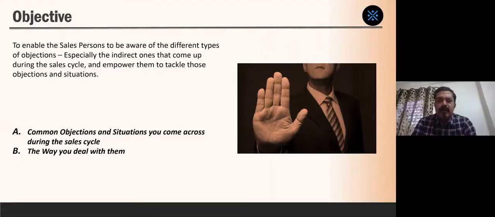So again, let's quickly look at the objective of this session. It is all about enabling you or your salespeople to be aware of the different types of objections. Many times, the objections need not be direct, right? People don't say something directly to you. Most of the time, the objections or situations that come up are a little indirect, right? So you need to learn to understand and identify these as objections, and then you should be empowered to handle or tackle these situations or objections. So that's the objective of this session.